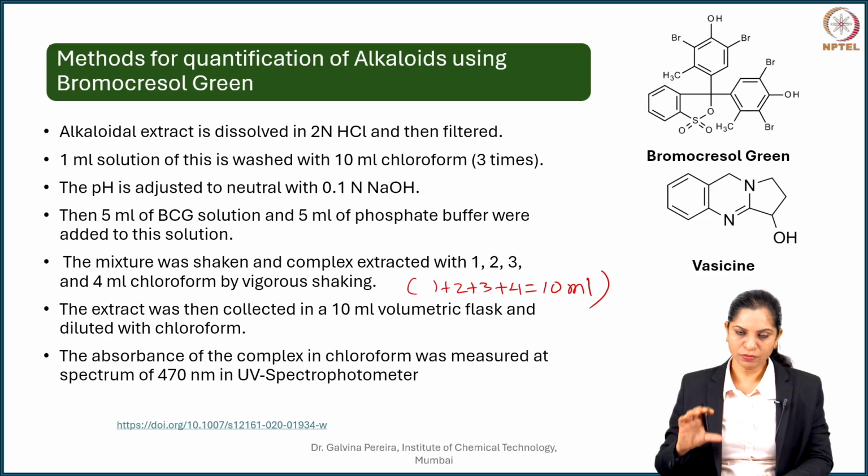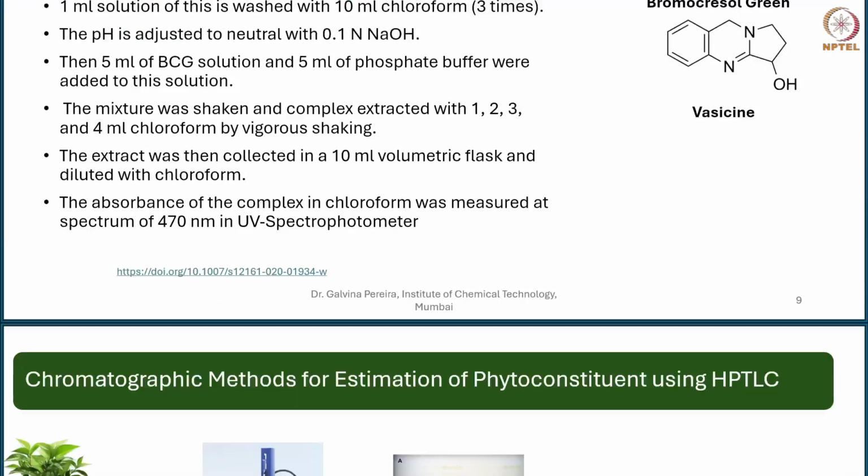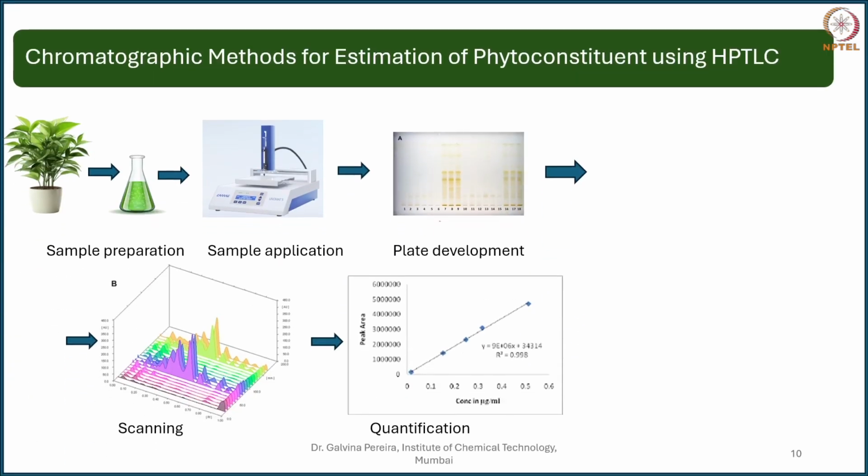So this volume is made up to 10 ml, and then this solution is measured at about 470 nanometers to determine the alkaloidal content based on the calibration curve that we prepared previously. Now this is non-specific, this can be done for numerous alkaloids, but it is seen that many a times alkaloids, especially those of amide types, cannot be really estimated. Now moving on to the next one.